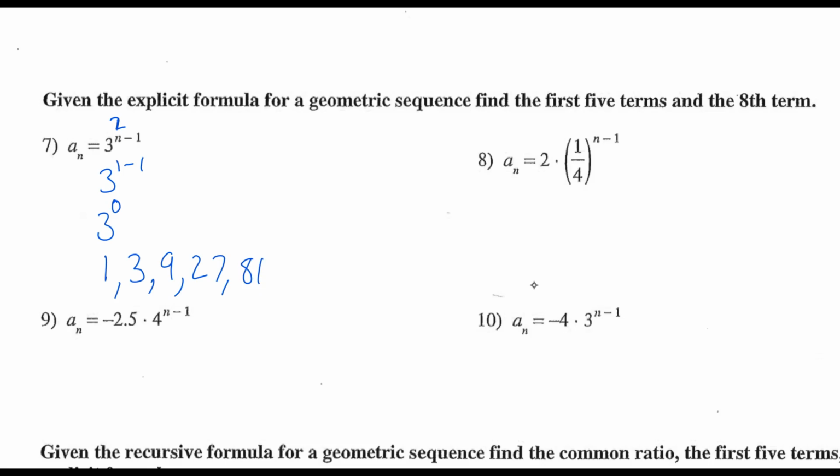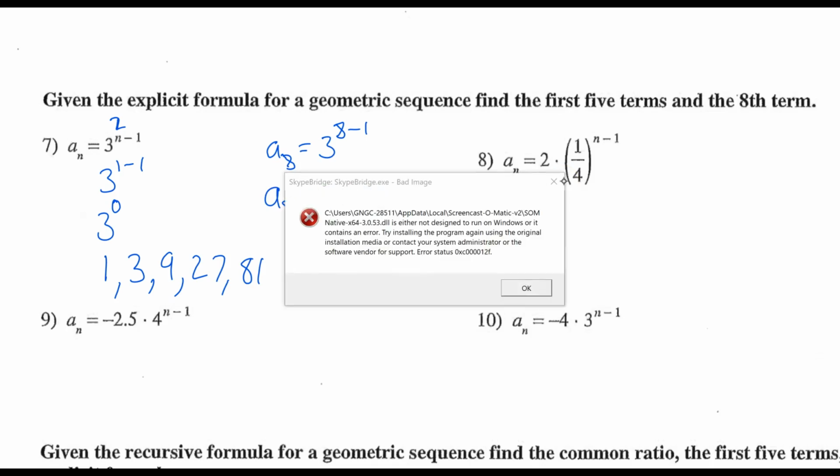And then to work out term 8, A8 equals 3 to the 8 minus 1, which is 3 to the 7, which equals 2,187. So just do the same thing for the next 3 questions and it all should work.